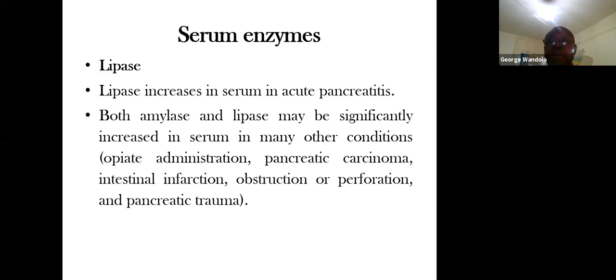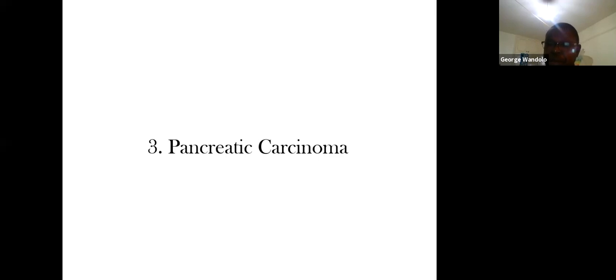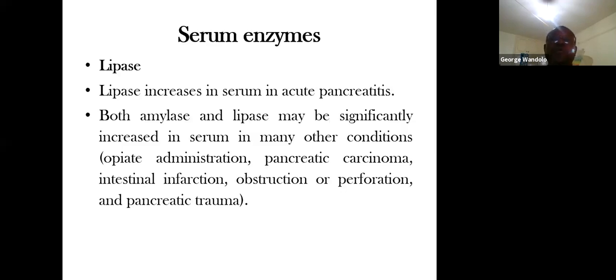Both amylase and lipase may be significantly increased in serum in many other conditions, like opiate administration, pancreatic carcinoma, intestinal infection, obstruction or perforation, and pancreatic trauma. Okay, so these other things increase. In acute pancreatitis, amylase and lipase increase, but these other conditions may also increase the lipase and amylase levels. Now, the main diagnostic enzymes for pancreatitis are amylase and lipase.